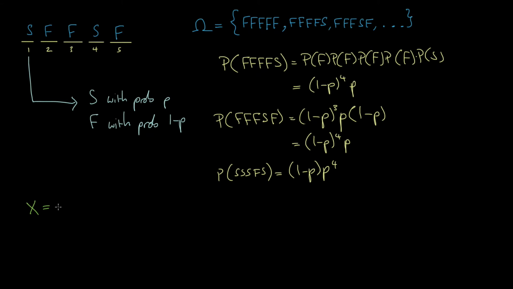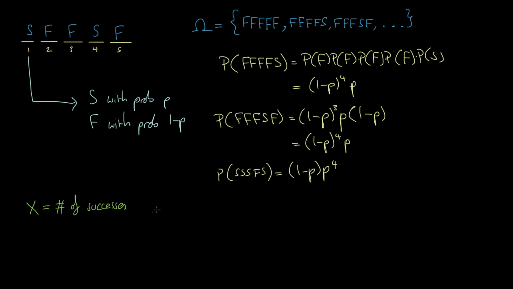And we're going to say x is equal to the number of successes. Okay. And so if we asked what we get when we put this outcome into x, we'd say we get 1. So x of FFFFS is 1. And x of FFFSF is also 1 because we've got just one success. And if we plug this outcome into our random variable x, we'd get 4 because there are 4 successes.